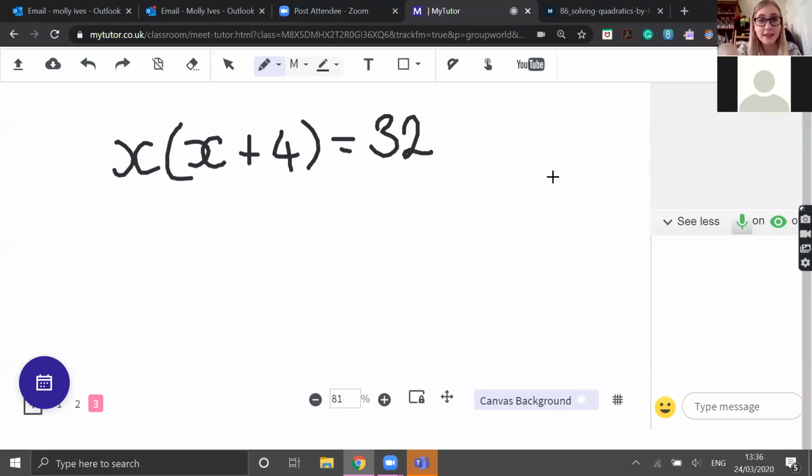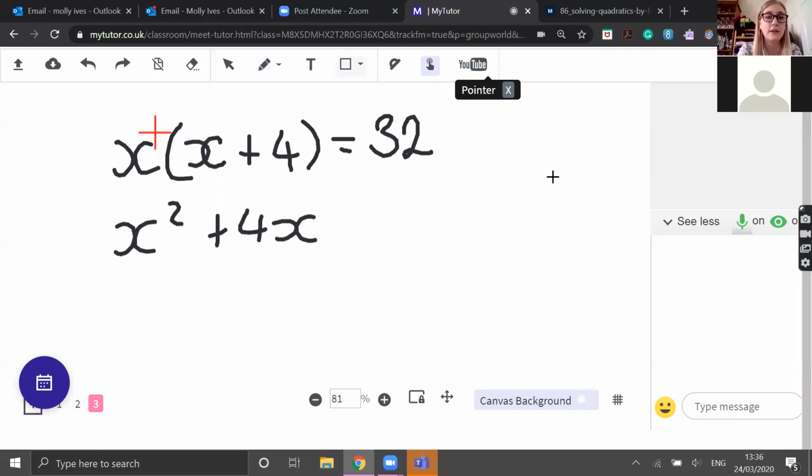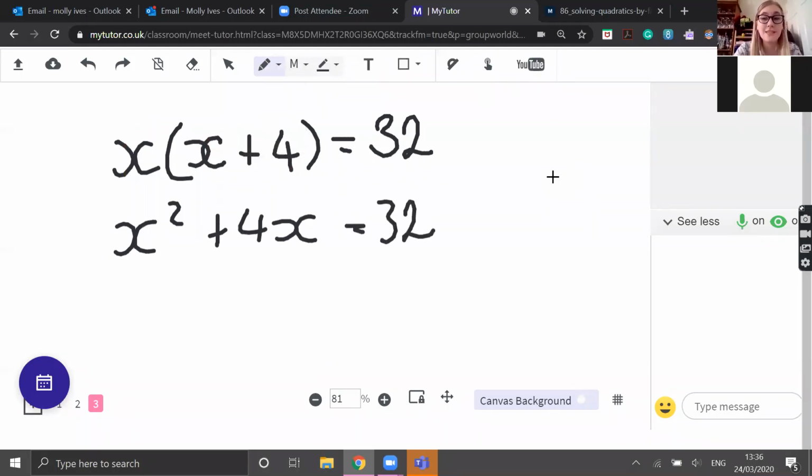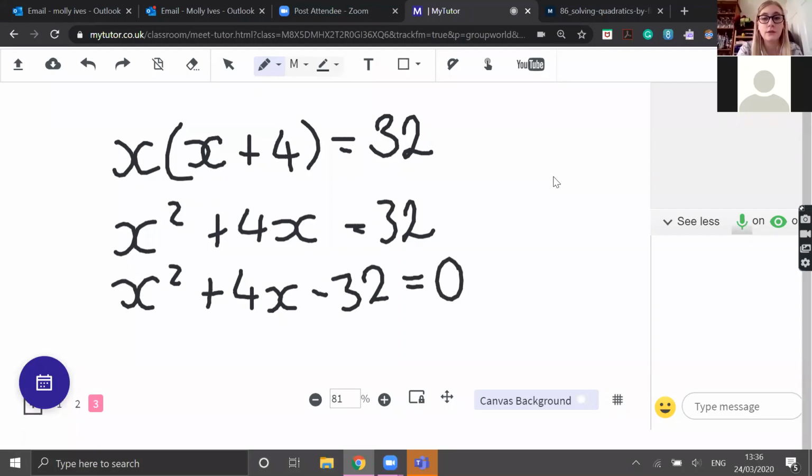So this is what I was talking about, doing a little bit of expanding here. We've multiplied everything by the x, so x squared plus 4x. Hopefully you can see where I got that from. We've done x squared plus 4x equals 32. Then we want it to equal 0, so we take that 32 over to the other side: x squared plus 4x minus 32 equals 0.